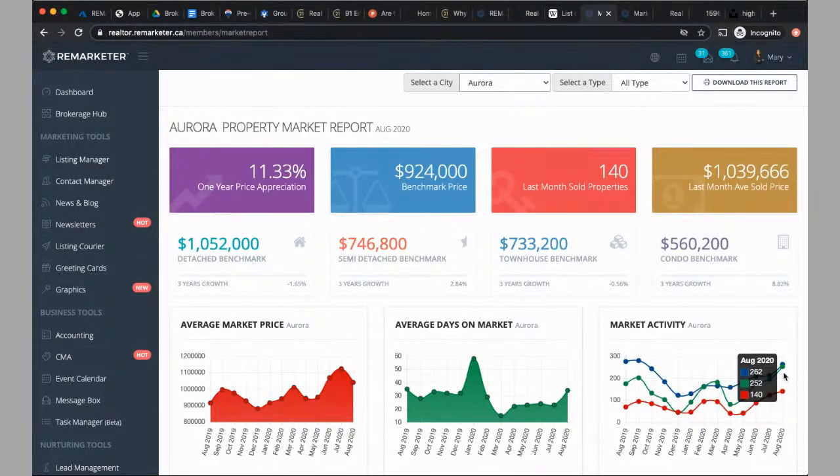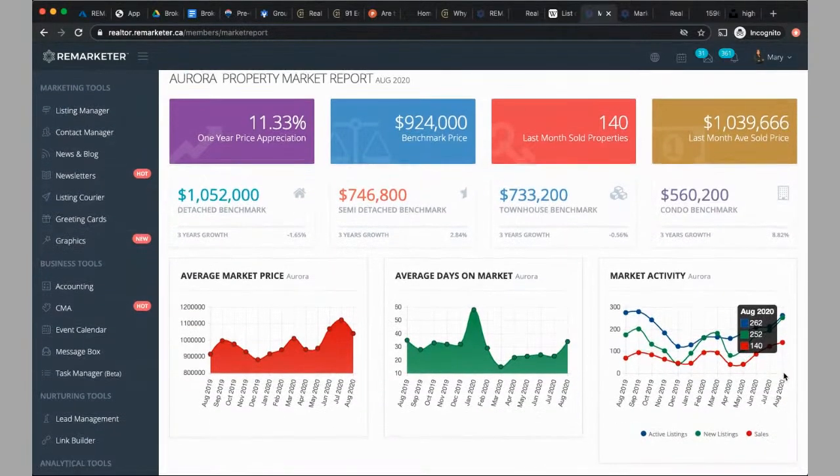First of all, when you're looking at the number of new listings, 252, so there are a lot of new listings coming to the market. Sales, 140. Look at the trend here. So we had the dip in April as well. Same thing happened here. The good thing is that in Aurora, supply even dropped faster than demand.